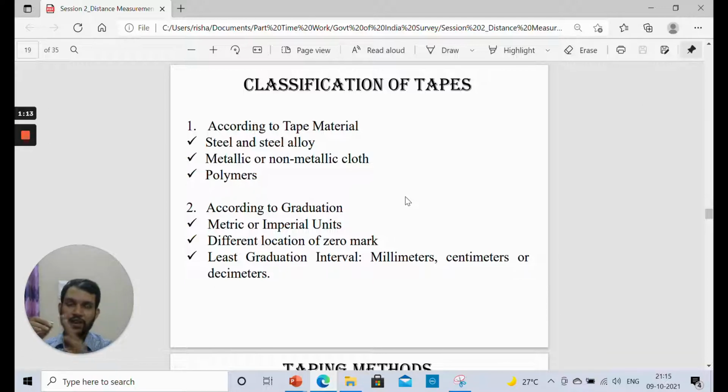And where you see the tape, it has got certain reading. So it is not necessary that the zero mark starts from where you need to check. Sometimes it starts with the outside edge of that handle. Sometimes it starts after the handle, from the edge of the tape, and sometimes it even starts from the place where you can see the tape. That is the zero graduation.